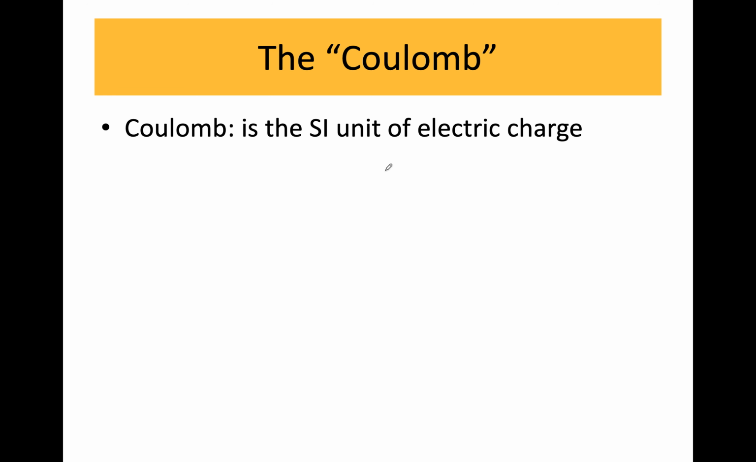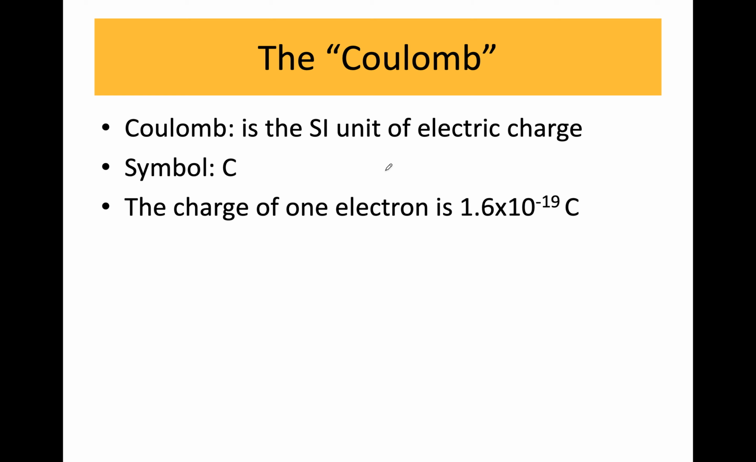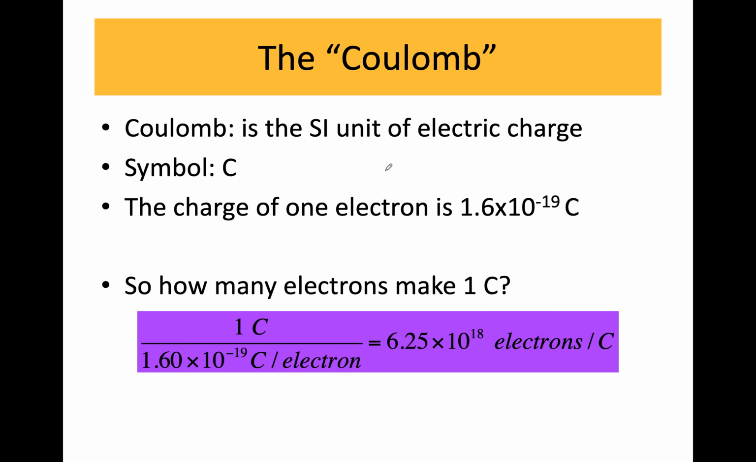And the Coulomb is the SI unit of charge. The symbol is C, and the charge of one electron is 1.6 times 10 to the minus 19. So if you want to know how many electrons make 1 Coulomb, you take the 1 Coulomb and divide it by the charge of an electron. That will tell you 6.25 times 10 to the 18. That's a lot of electrons.